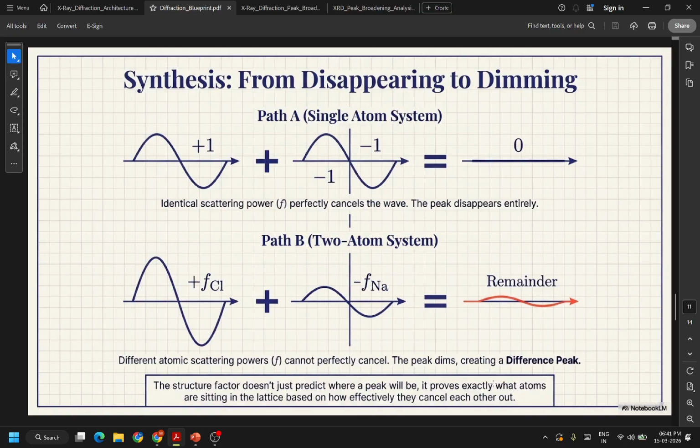So the structure factor doesn't just predict where a peak will be; it also proves exactly what atoms are sitting in the lattice based on how effectively they cancel each other out. So by seeing how much they are adding up and how much they are subtracting, we can also figure out which atoms are present in the lattice.